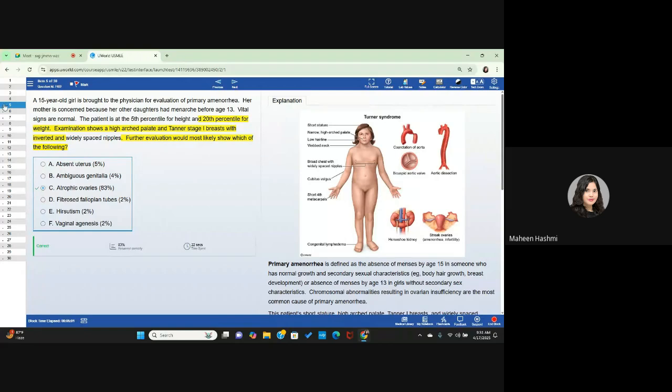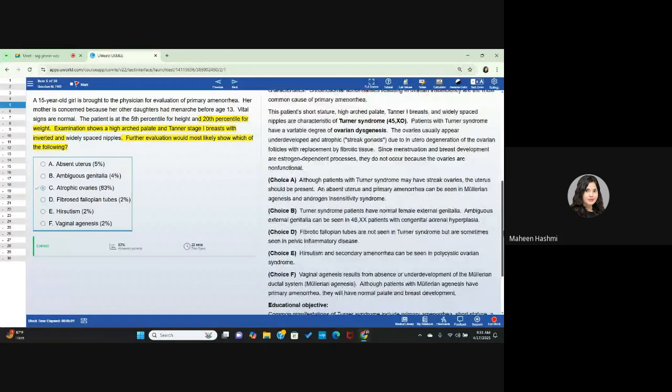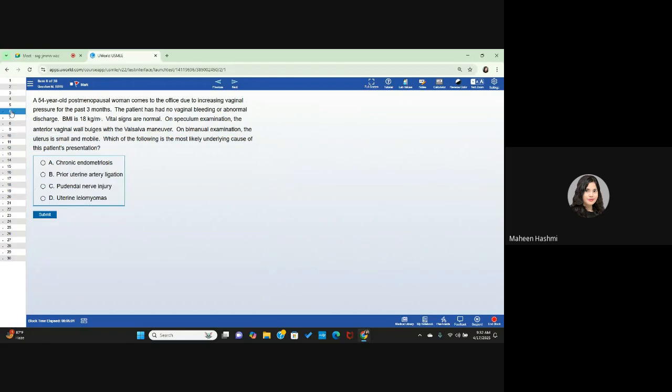ovaries. Again, what's the treatment of Turner syndrome? What do you give in Turner syndrome? Gonadotropins. So you give GnRH hormones. Most of the time you give GnRH hormones in Turner syndrome. All right, then we go to the next question.